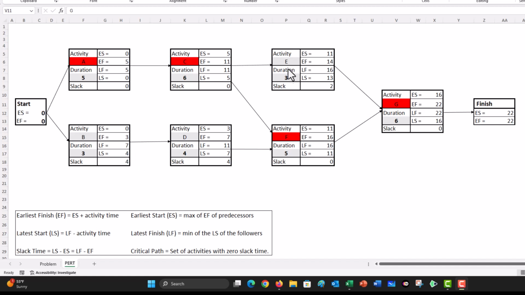Similarly, activity E can start as early as day 11, but it can also be delayed by 2 days and start as late as day 13 without delaying the project completion time. And that is how we apply the critical path method to a project management problem to determine the set of critical activities in order to complete a project on time.